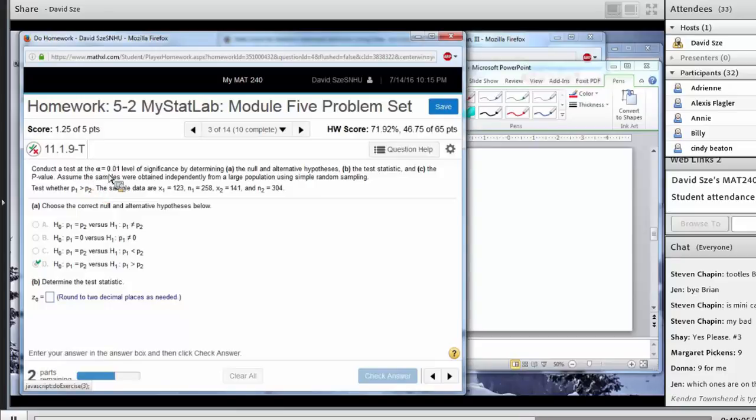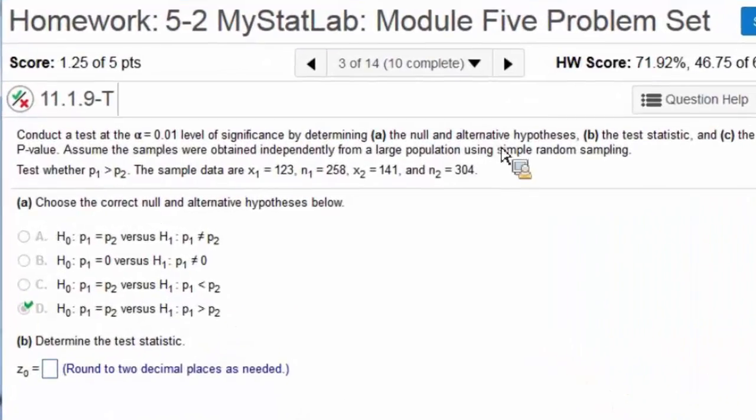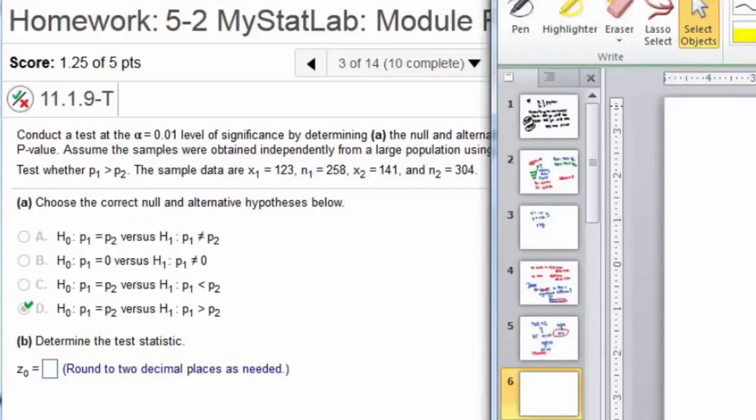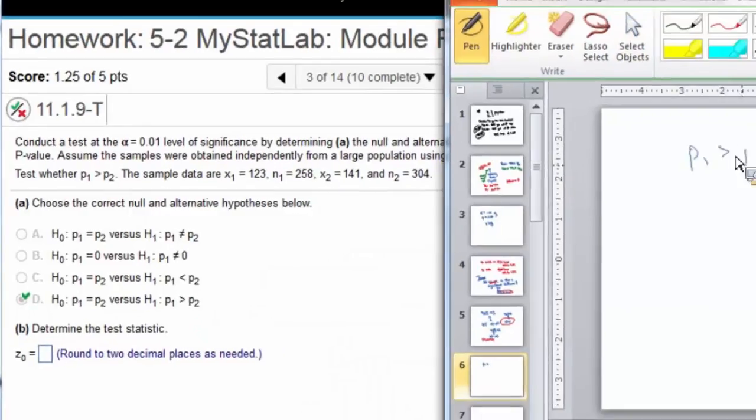Conduct the test by determining the null and alternative, the test statistic, and the p-value. So test whether P1 is greater than P2. So this is a test of two proportions. We can tell because it's a poll, 123 out of 258, and a second poll, 141 out of 304. So we're testing whether P1 is greater than P2.